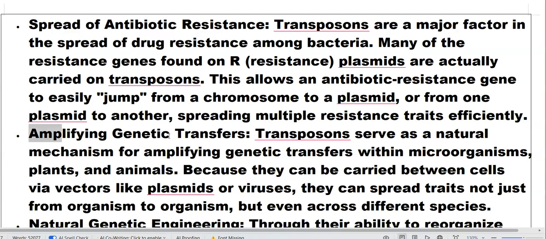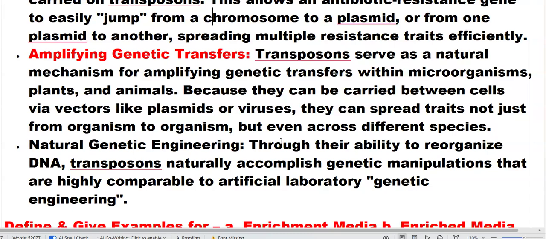Amplifying genetic transfer. Transposons serve as a natural mechanism for amplifying genetic transfer within microorganisms, plants, and animals. Because they can be carried between cells via vectors like plasmids or viruses, they can spread traits not just from organism to organism, but even across different species.